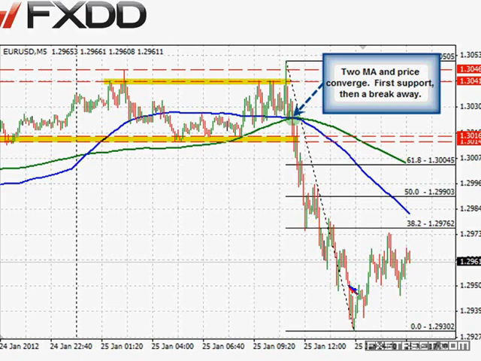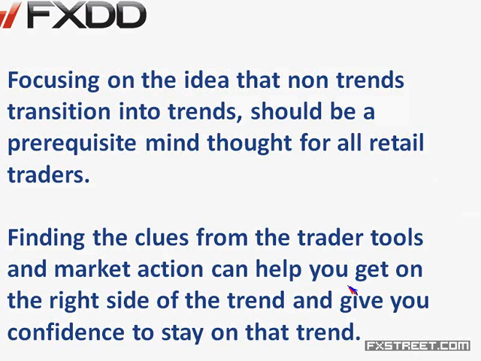You have to look for those clues in the market that say non-trending transitions into trending, and focus on this idea that this dynamic exists. It should be a prerequisite in your mind at all times if you're a retail trader, even if you're any trader out there. I don't care who you are. If you see a non-trending market, start to look for a trending market. Start to look for those clues using those trader tools that are going to help you, that are going to get you on the right side of the trend and give you the confidence to stay on the trend.